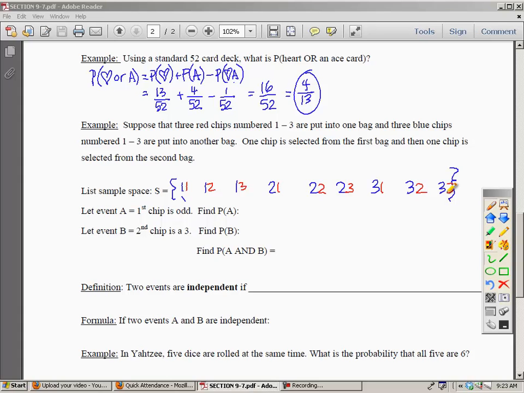Now take a look. What is the event that the first chip you pick is odd? Well, if I look, the first chip I pick is odd. How many outcomes do I have? 1, 2, 3, 4, 5, 6, 7, 8, 9. I have 9 outcomes. If I look, this one, my first chip is odd, and this one, my first chip is odd, so I have 6 out of 9, which reduces to 2/3.